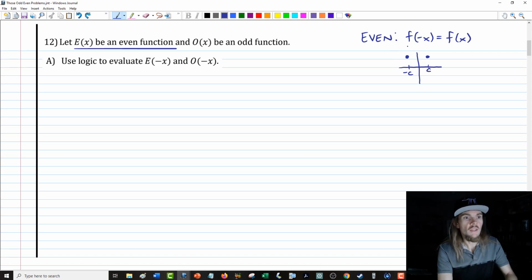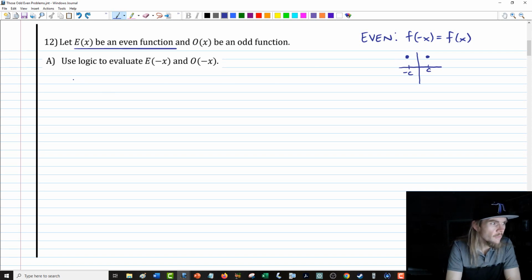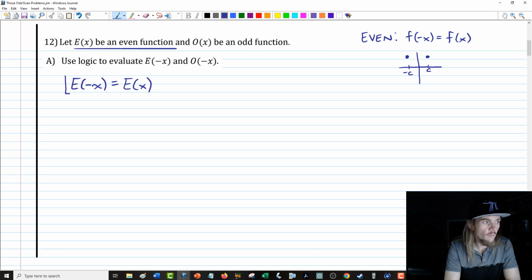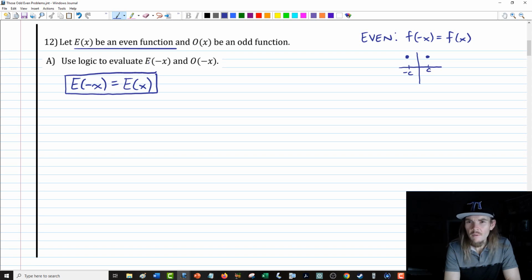So that is the definition of even. Based on that information, we can very easily say that e of negative x is going to be equal to e of x. That's simply what the definition of even says. I don't know that I would use logic to describe it. It's not just logic, it's using the definition of even. So the algebraic definition of even.